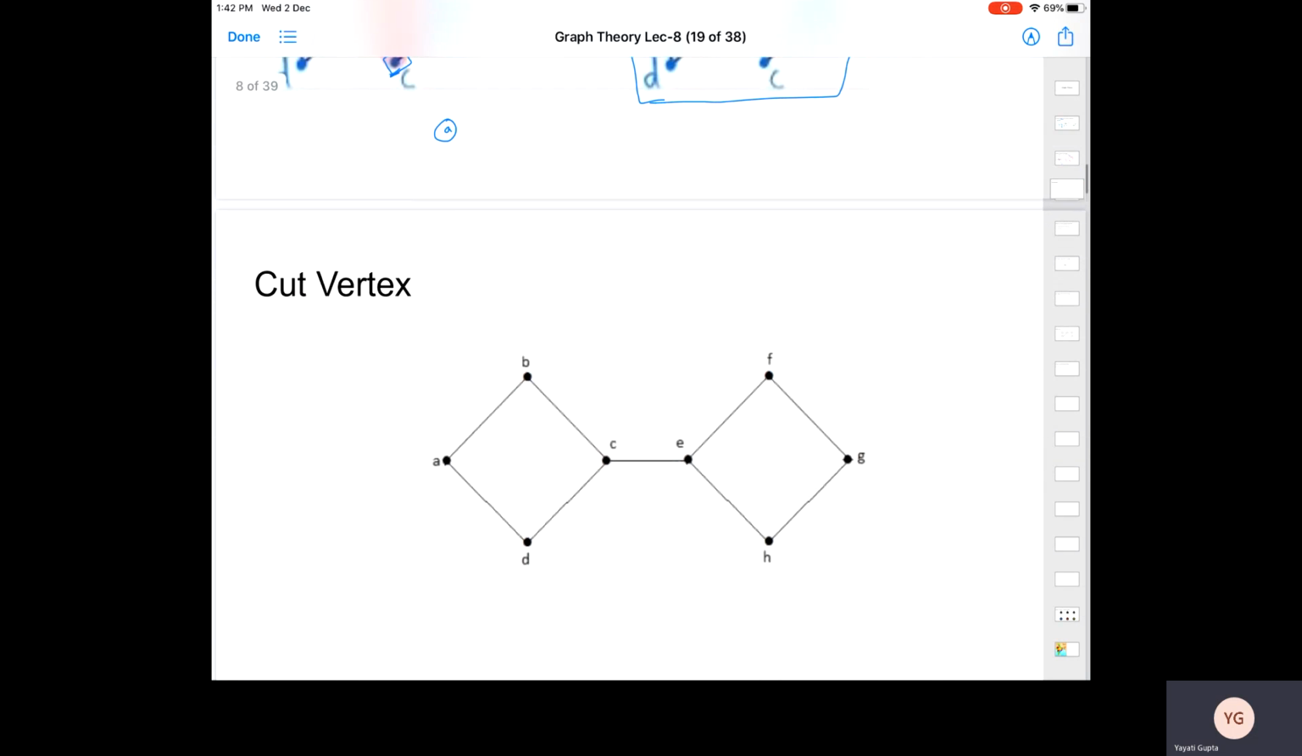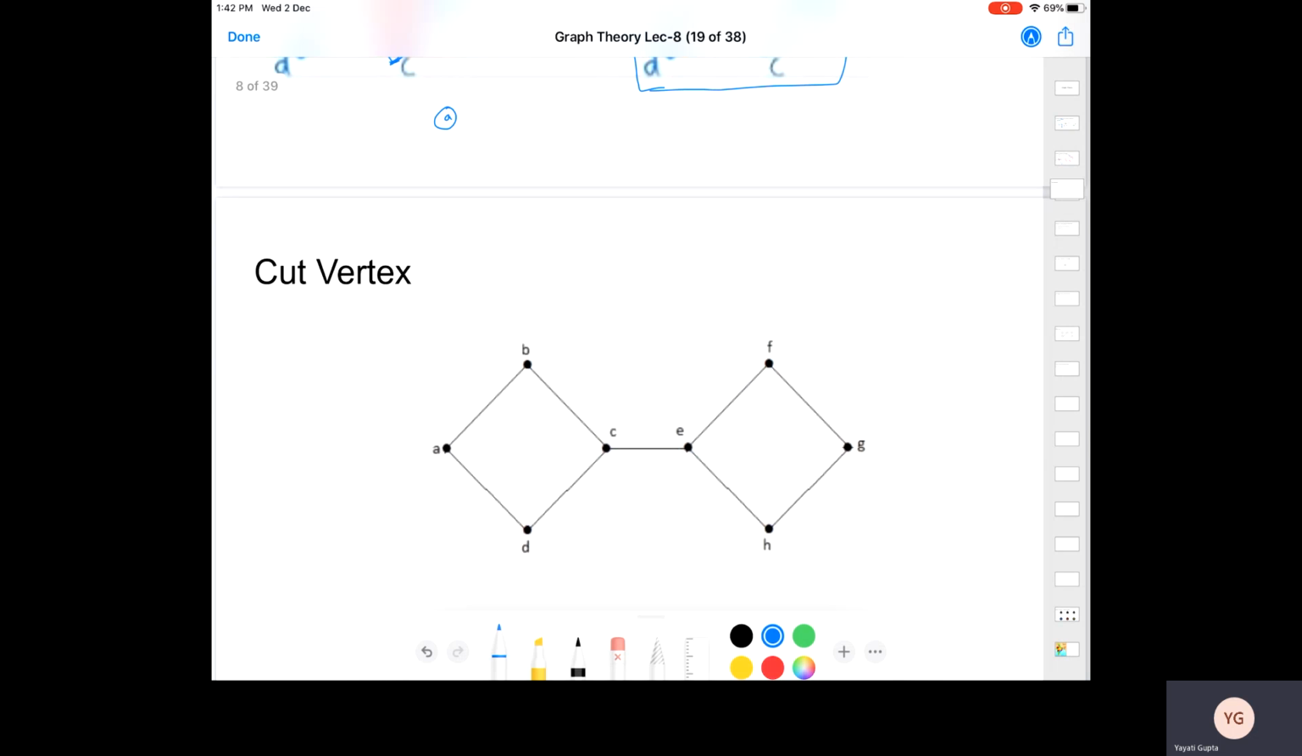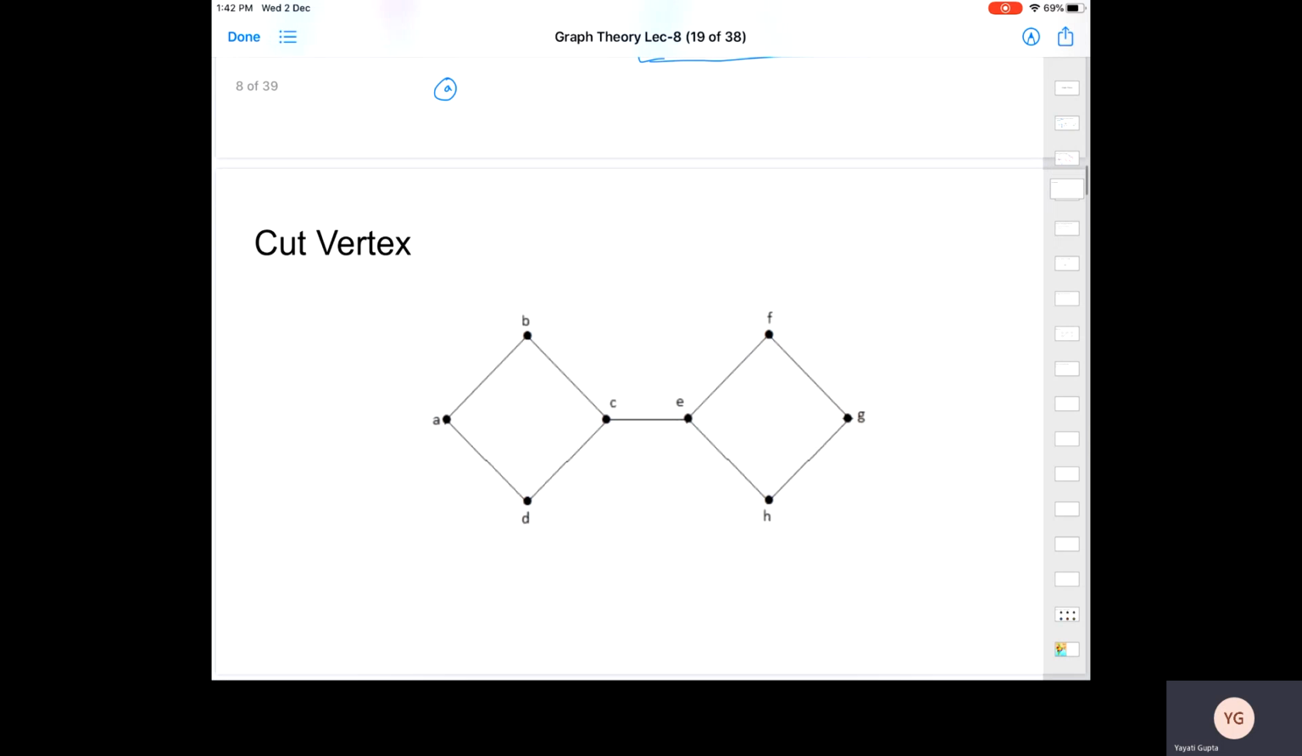Any such vertex which, when deleted from the graph, makes it disconnected is called a cut vertex. In this figure, do we have any cut vertices? Well, yes, we have. Vertex A is not a cut vertex. Why? If you delete this vertex A, what will remain is the edge AB and edge AD will go away. Vertex A will also go away.